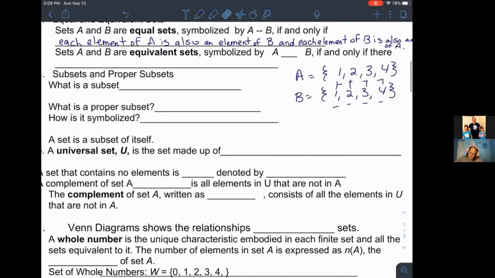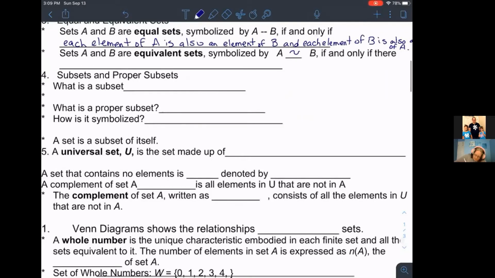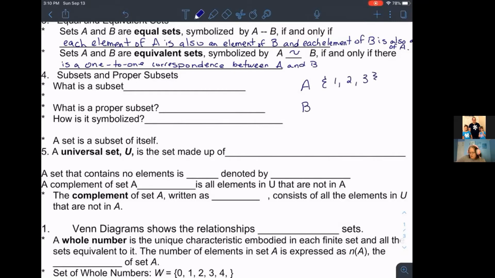So now if we go to the next one, it says sets A and B are equivalent sets, symbolized by, I don't remember what this is called, if and only if there is a 1-to-1 correspondence between A and B. So if we have A as 1, 2, 3, and B might be 4, 5, and 6, they are equivalent because they have the same amount of elements, but they're not equal because those elements are not the same. So it's only equivalent, but it's not equal.